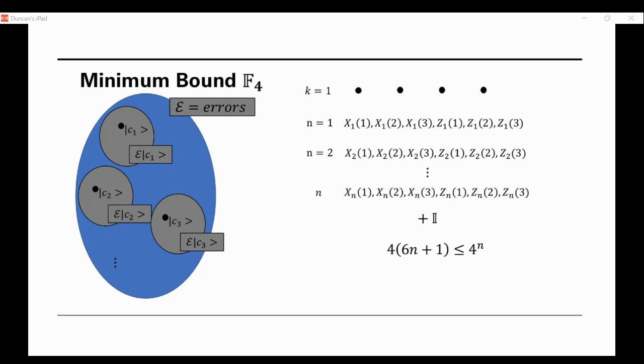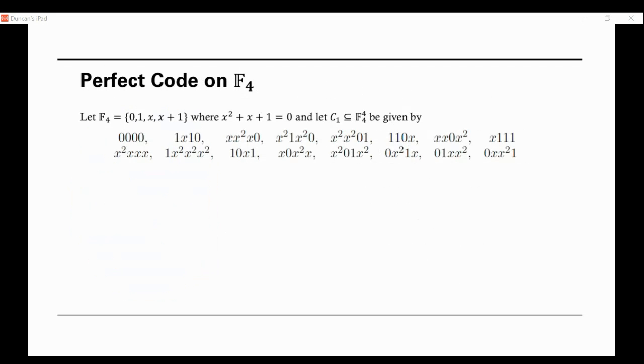What does this mean? Well, for each of those 4 code words, we have 6n plus 1 errors we need to worry about, and that needs to be smaller than or equal to the size of our system. What does that mean? It means that if we want to take this 4-state system, we need at least 4 qubits to protect against these things. And we give an example here of a code, which we call the perfect code on F4, because it's similar to the perfect codes that you see with CSS codes. Basically, it hits that minimum.